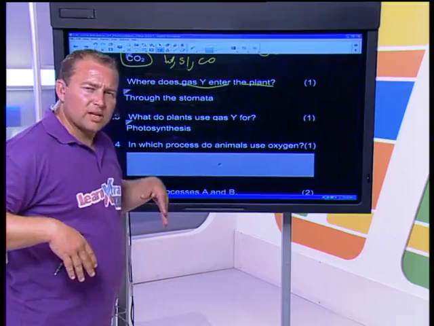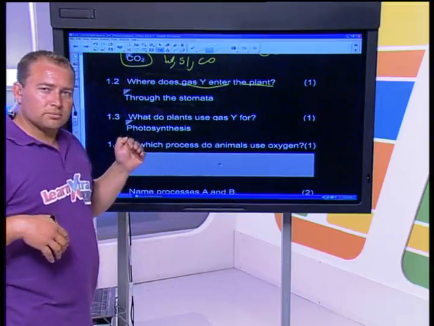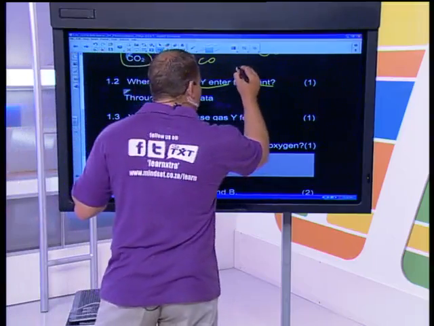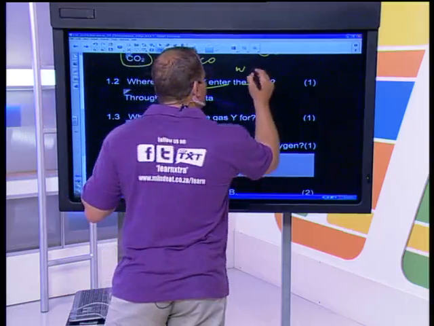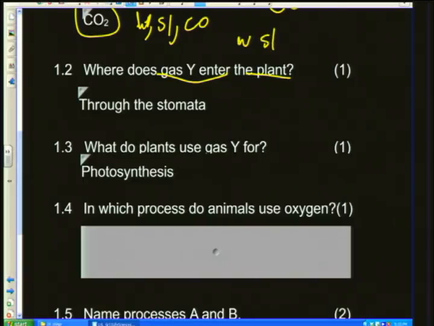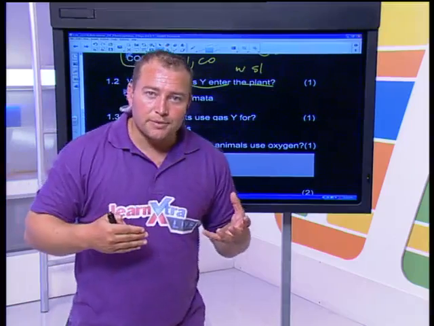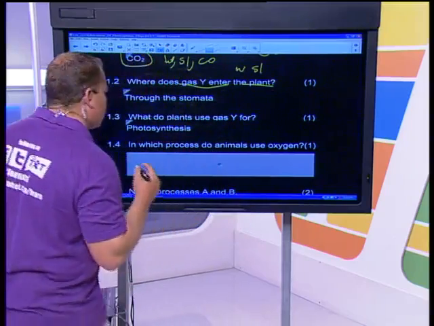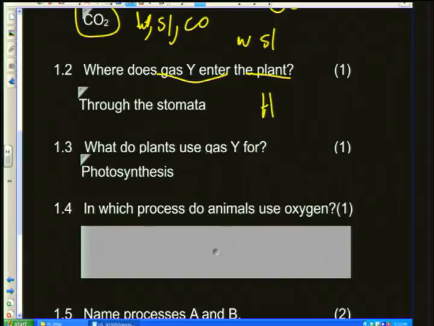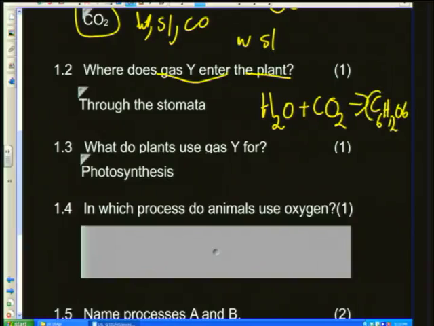Okay, so what do we take in? We take in the water and we take in the sunlight. Now let's see what we get. We get H2O plus CO2 to make C6H12O6. What is this here?